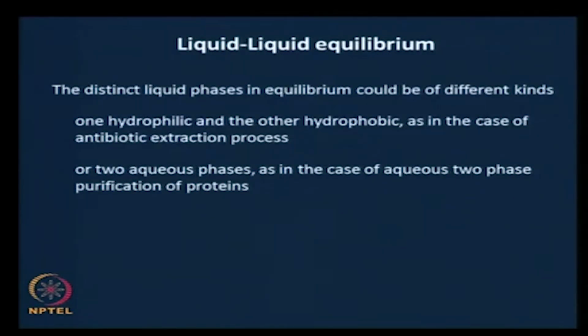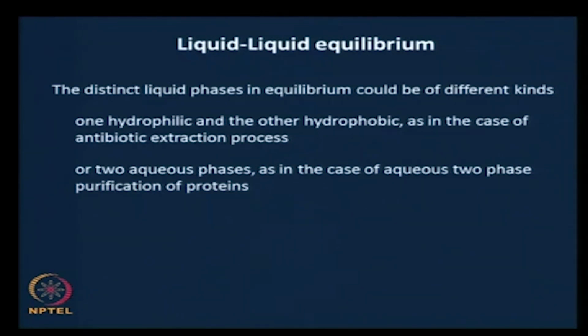Therefore, what is done is two aqueous phases are used, based on the fact that the solubility of protein in one of the aqueous phases is higher, may not be 10 or 100 fold higher, but maybe about 3 to 5 fold higher than the other phase, and this is used to concentrate and purify the protein molecules. Therefore, liquid liquid systems are used quite extensively in biological systems, and we are going to look at liquid liquid systems in general.